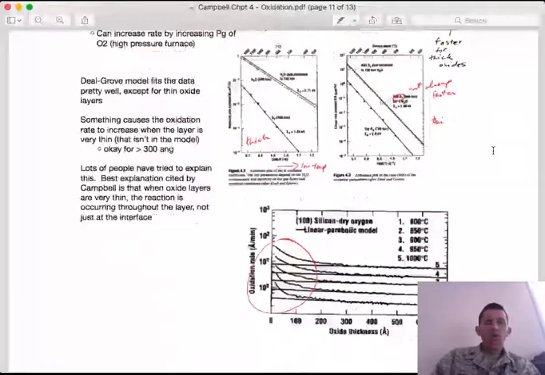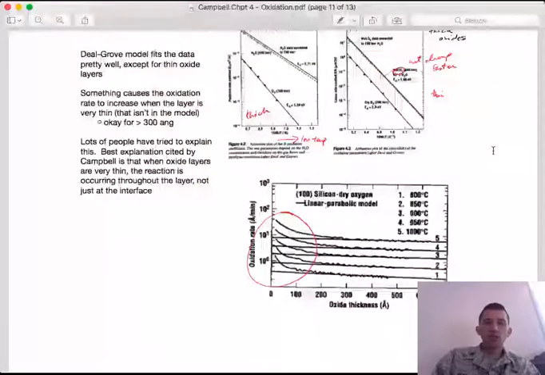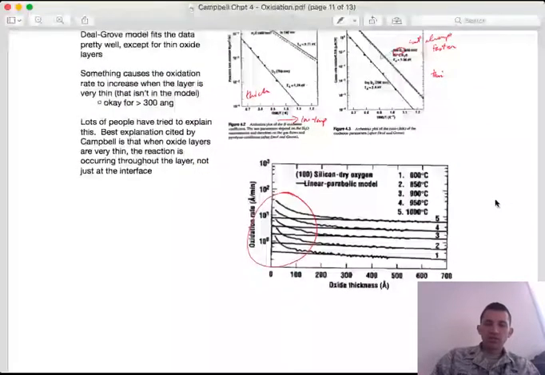And the Deal-Grove model fits the data pretty well, especially for thicker oxides. I think I mentioned earlier, it does break down when the layer is very thin, right? Because you have a different mechanism that's going on that's not included in the model. And Campbell goes through a bunch of different explanations for why this might be. A lot of people have studied this and put forth hypotheses for why you see an increase in the growth rate at low oxide layer thicknesses, and the model's not capturing this.